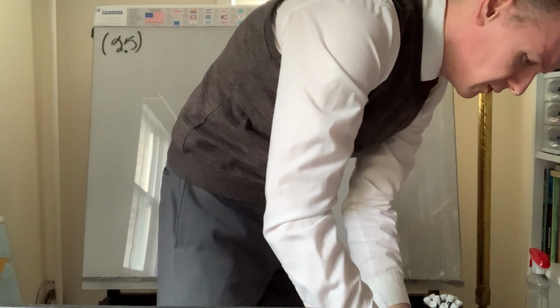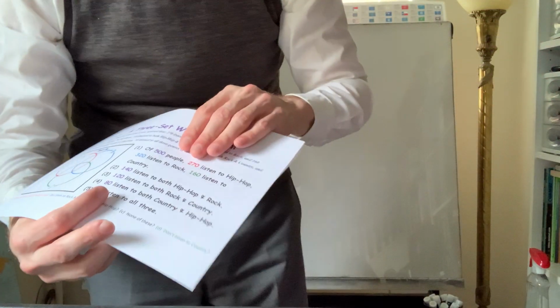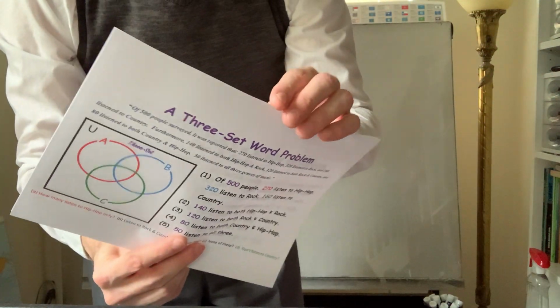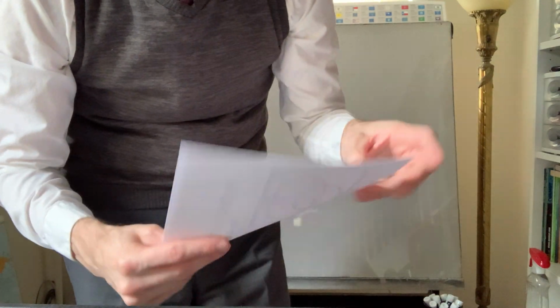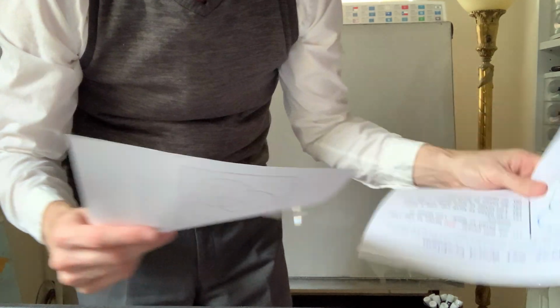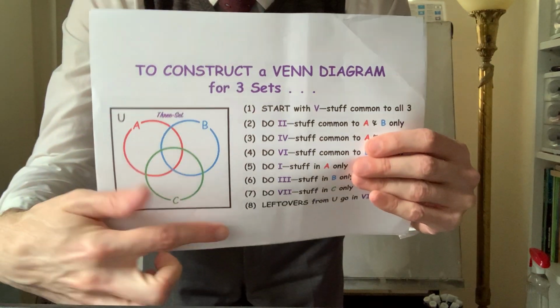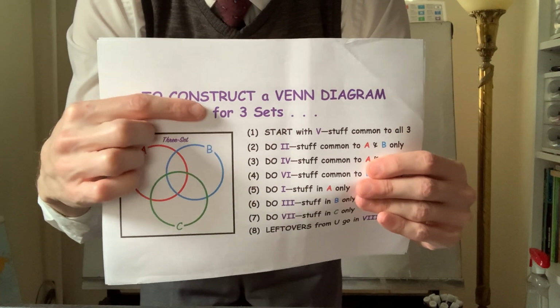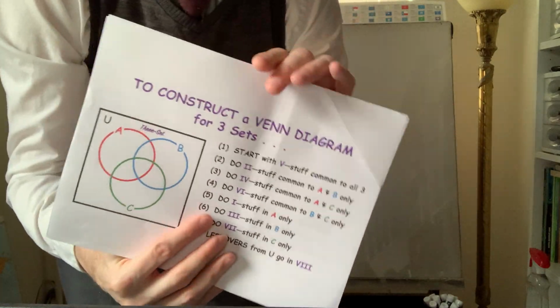If you're following along and you want to print out the available PDF, there's really just this one page. You could, if you want, from last time, duplicate the procedures of how to do the order of operations, if you will, for constructing a three-set Venn diagram. This is from section 2.4 technically, but it's still available.